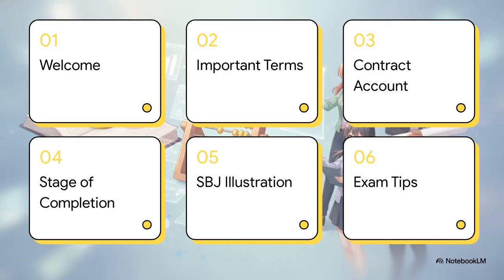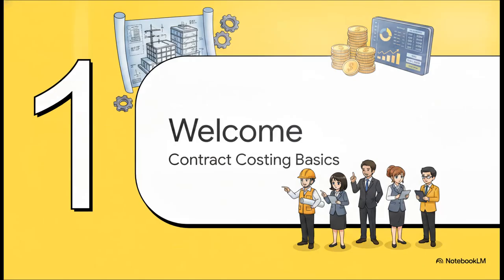Here's a quick look at our highly organized syllabus for today's explainer. We'll start with a welcome to contract costing, move on to some important terms to know, prepare the contract account, calculate the stage of completion, do a little practice with the SPJ illustration, and finally, wrap up with some crucial exam tips.